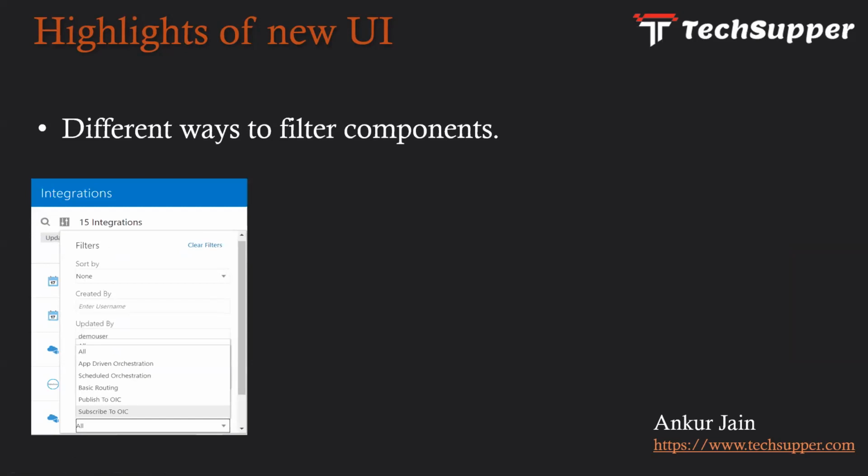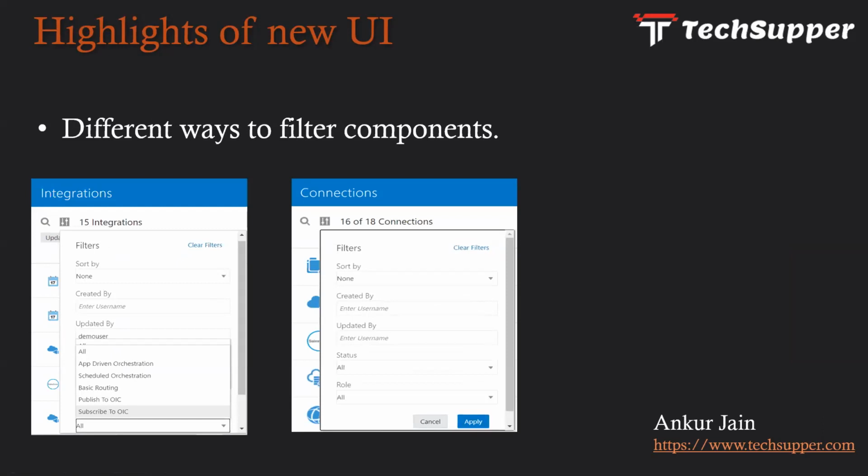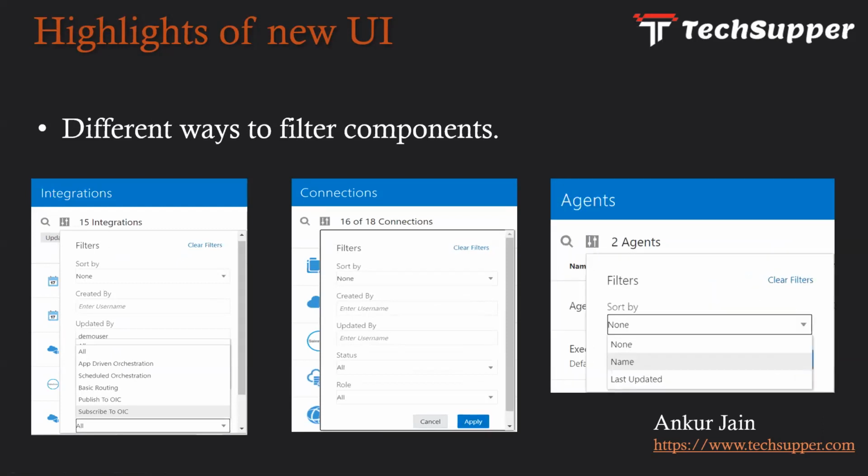Different ways to filter components. Over here you see there's a filter button which will allow you to filter your integrations in different ways. Here you see there are different options like sort by, created by, updated by, by connection, by integration type. In the same way, in connections you also have different filters, and the same in agents as well. So you will enjoy all these filters in other components as well.